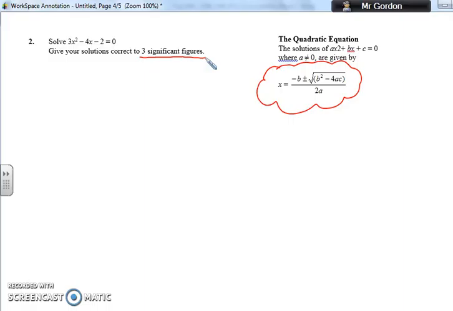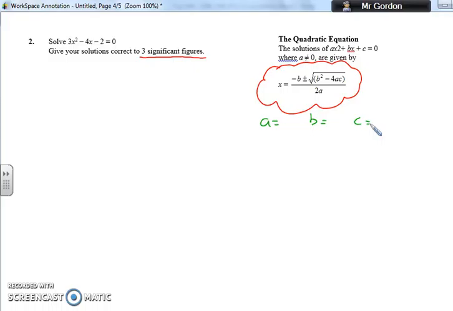Well, the first thing we need to do is work out what A, B and C are for the formula. So we're going to have a look at what is the value of A, what is the value of B, and what is the value of C. Once we've got those values, we can then just go and substitute them in to the quadratic formula. So where do we find out?